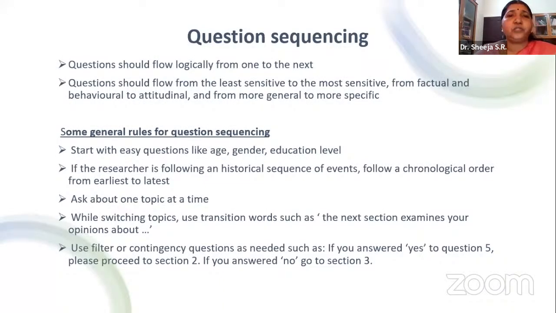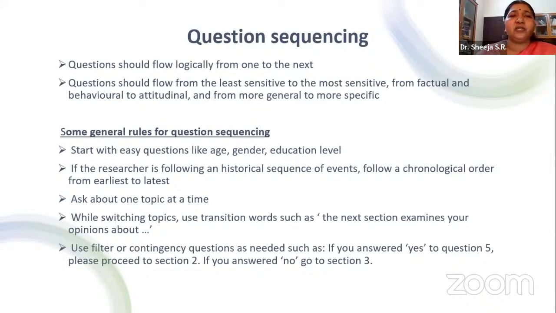I have already mentioned that question sequencing is very important. While preparing your questionnaire, questions should flow logically from one portion to another, and from the least sensitive to the most sensitive. If you ask a very sensitive question at the beginning itself, the respondent may not be ready to reveal his opinion. So the questions should flow from the least sensitive to the most sensitive, from factual to the behavioral and to the attitudinal, and from general to the more specific. You have to frame the questions in such a way.